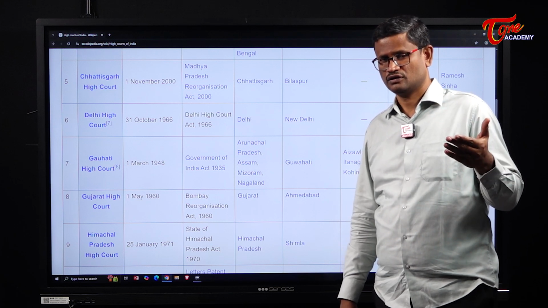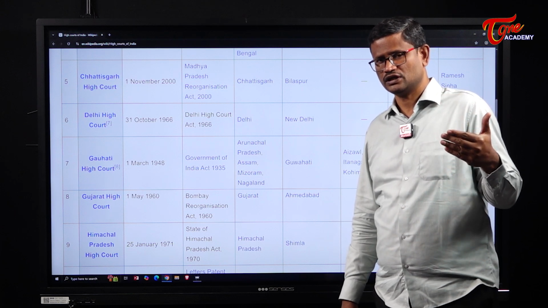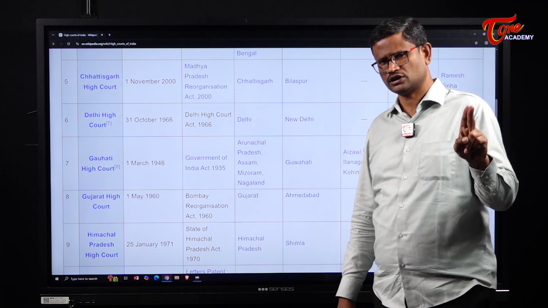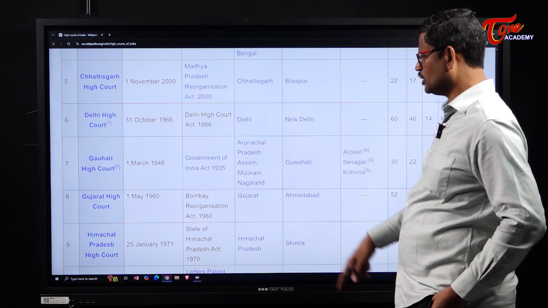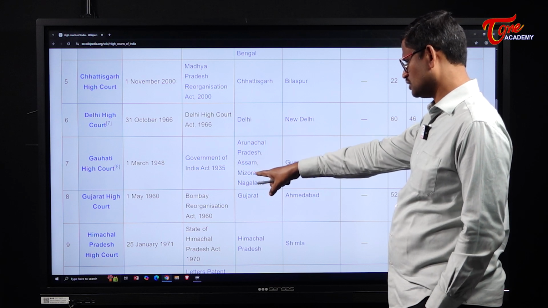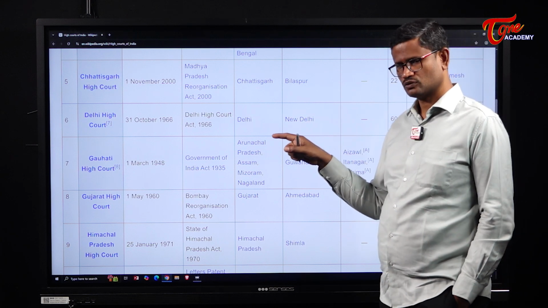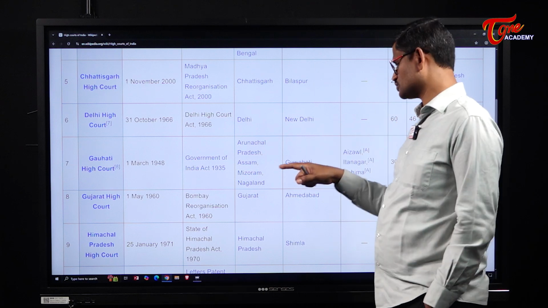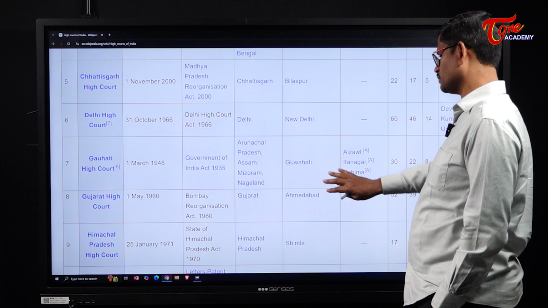Delhi High Court. Initially Delhi was the only union territory to have a High Court, but now after Jammu and Kashmir was converted from a state into a union territory, along with Delhi, Jammu and Kashmir is also a union territory with a High Court. So there are two union territories with high courts. One is Delhi, the other one is Jammu and Kashmir. Then Guwahati High Court has jurisdiction over the states of Arunachal Pradesh, Assam, Mizoram and Nagaland. The capital of Assam is Dispur, but the High Court is not located in Dispur, it is located in Guwahati. And it has branches at Aizawl, Itanagar and Kohima.